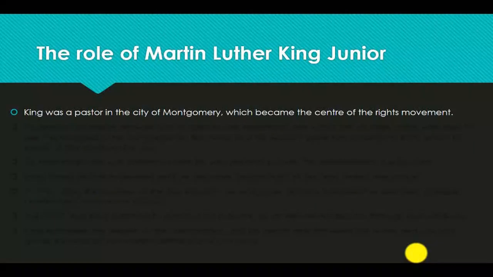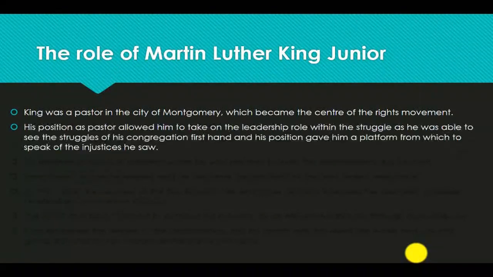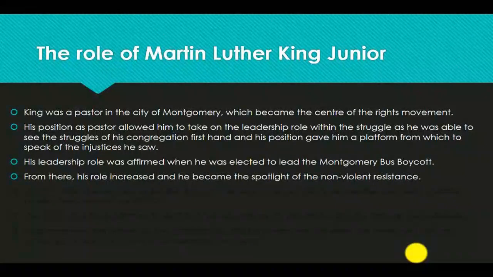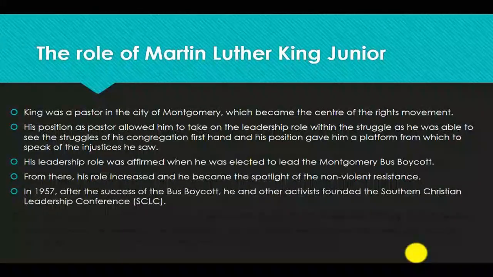Okay, so King was a pastor in the city of Montgomery, which became the center of the civil rights movement. His position as a pastor allowed him to take on a leadership role within the struggle, as he was able to see the struggles of his congregation firsthand. That position gave him a platform from which to speak of the injustices that he saw. His leadership role was affirmed when he was elected to lead the Montgomery bus boycott, and from there his role increased and he became the spotlight of the non-violent resistance.